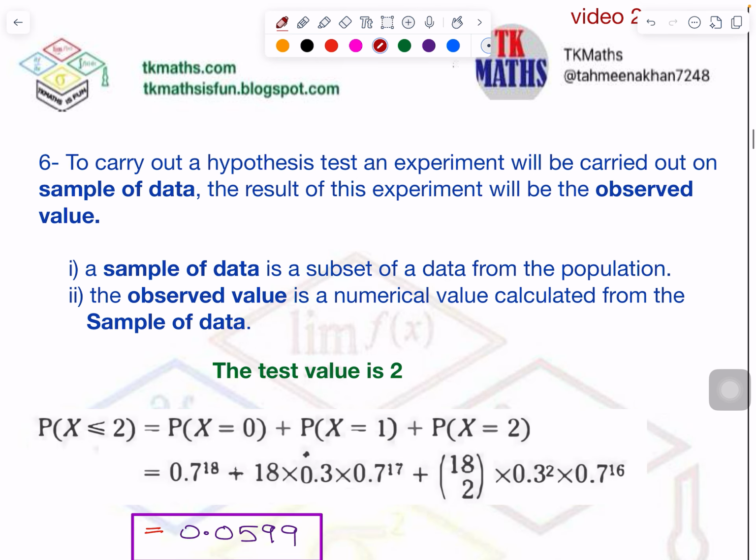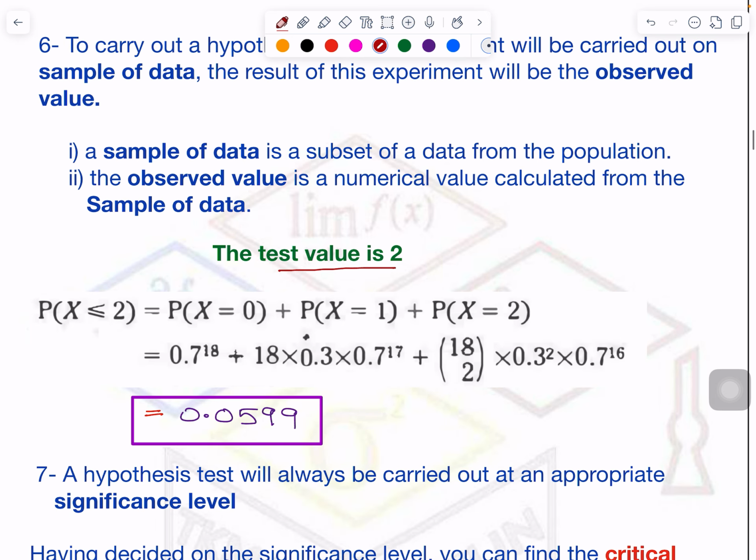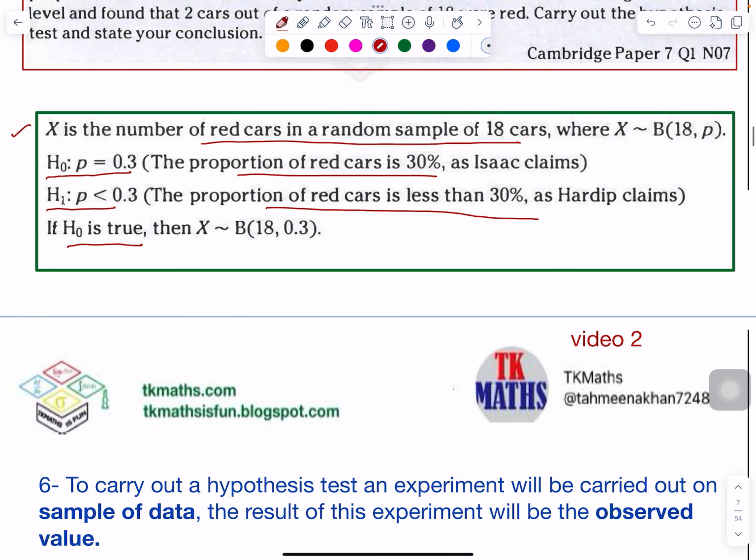So now we have already seen the test value is 2. Binomial you have done in S1. So you perform the test and you get 5.99%. Now 5.99% is greater than 5%, which was the significance level. So it is not less than 5%. It means H naught will not be rejected. If H naught is not rejected, then what is the meaning of this? It means I am saying that there is no evidence that the red cars are less than 30% in the town.